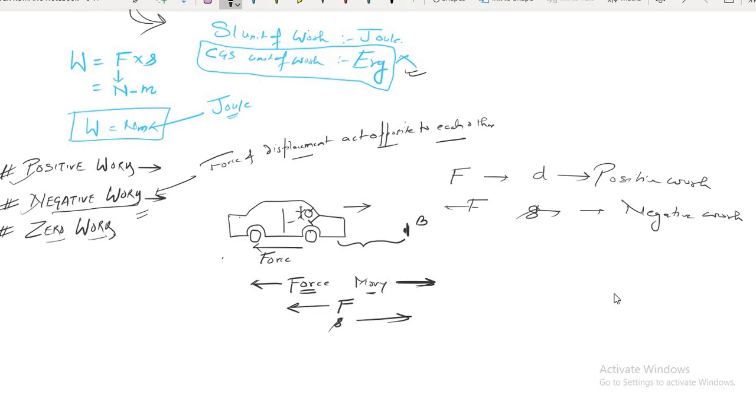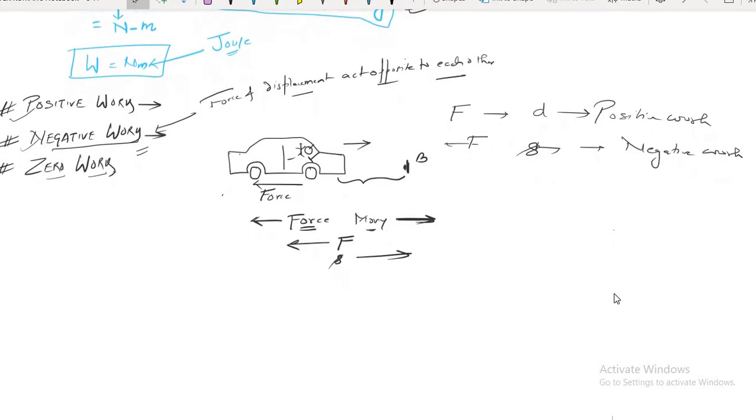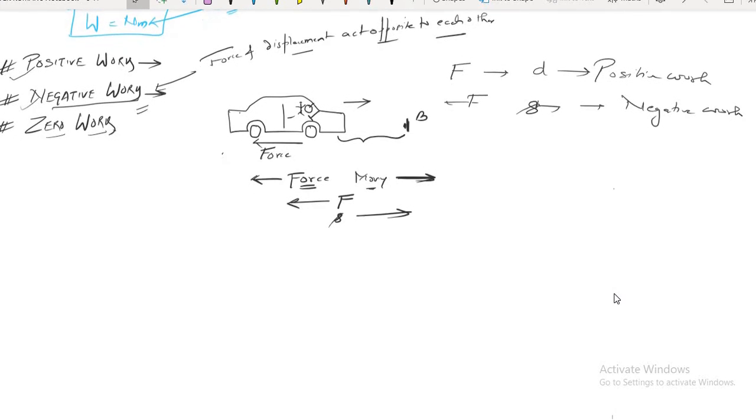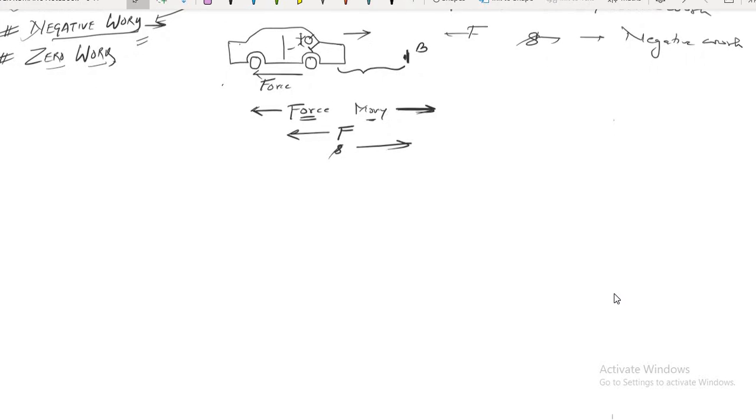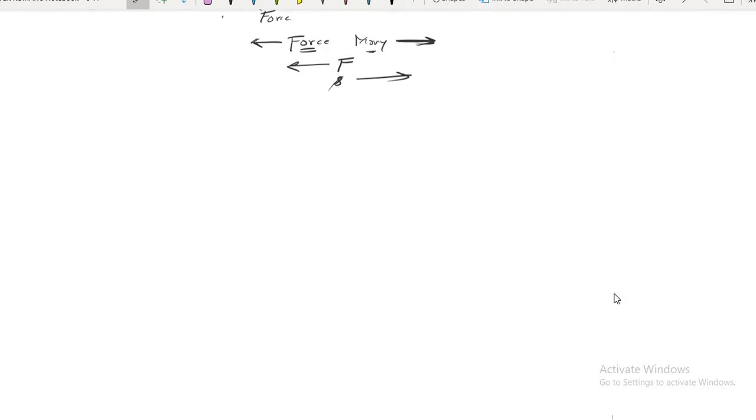So now today we are going to start from work due to oblique forces. We will see what is the work due to the oblique forces. So just a second. Okay. So today's date is 3rd of Feb 21, and we are going to study about work due to oblique forces.